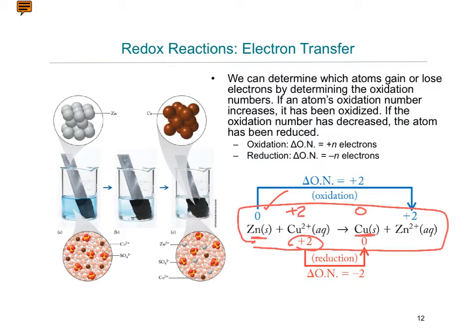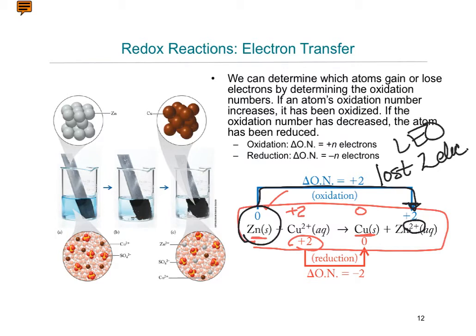So let's look at what has happened. Zinc has gone from an oxidation number of 0 to an oxidation number of +2. What does that mean? That means that zinc has lost 2 electrons. Remember that electrons have a negative charge, right? So when you take electrons away, what are you left with? You're left with a positive charge on the substance. So when you lose electrons, remember LEO, lose electrons, oxidized. So zinc has been oxidized.